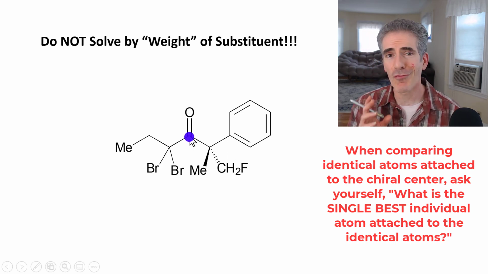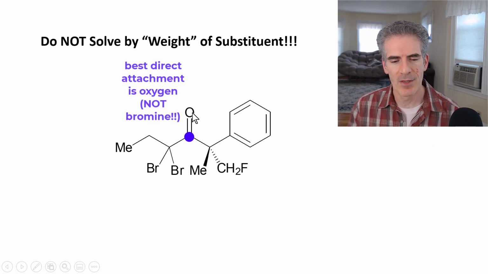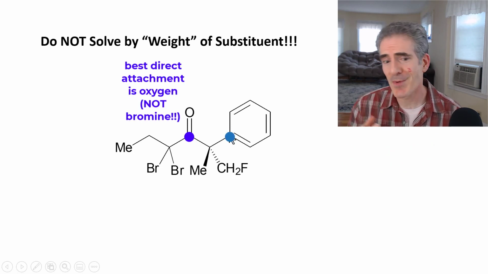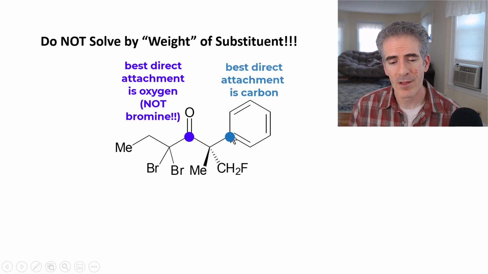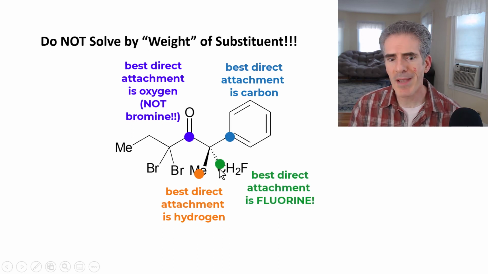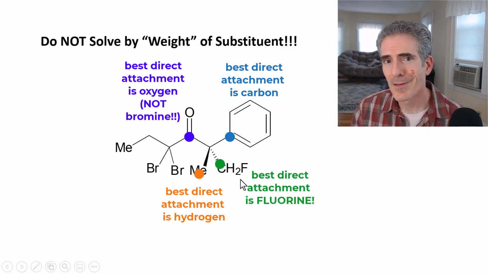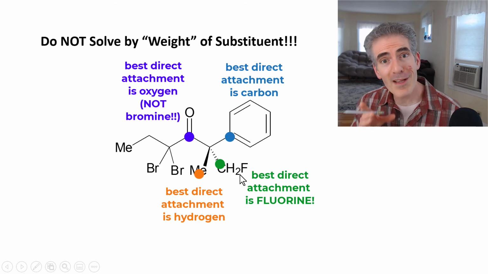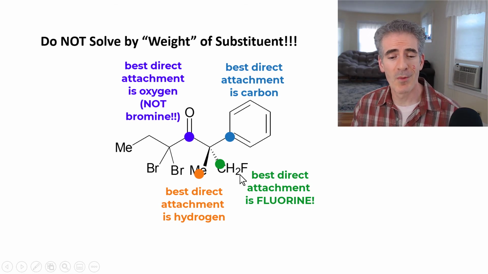The best direct attachment coming off here is oxygen. The best direct attachment coming out of this is another carbon. Here's methyl. The best coming out of here is hydrogen. And then, ooh, the best coming out of here is a fluorine. Don't get fooled. Look at that. There's a fluorine. Fluorine is the highest atomic number when we're comparing fluorine, hydrogens, carbons, and oxygens. So what does that mean?